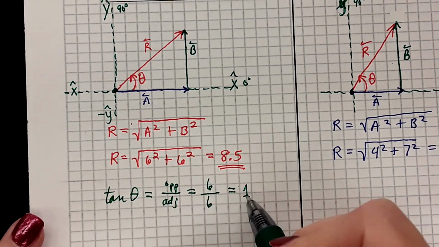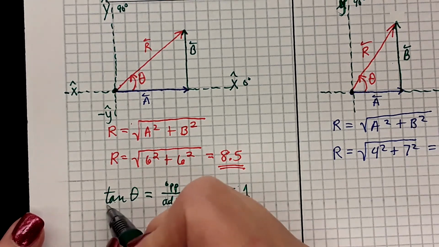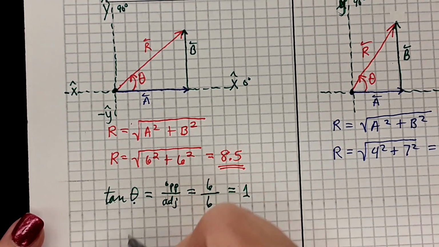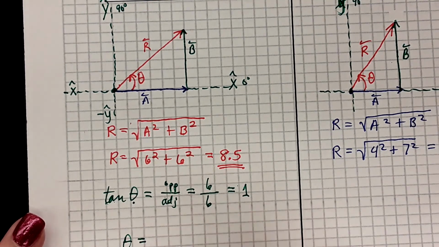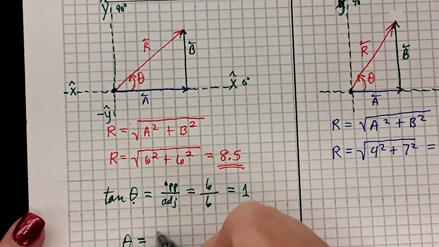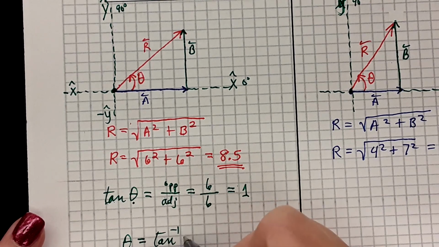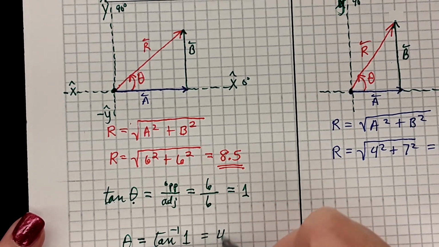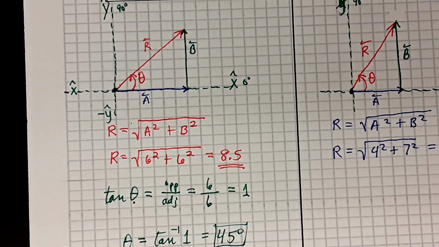We take the inverse tangent of both sides. If we take the inverse tangent of tangent theta, the tangent and inverse tangent cancel, and you're left with theta. On the other side, you take the inverse tangent of 1, and you're going to get 45 degrees. Okay? That's how you do it.